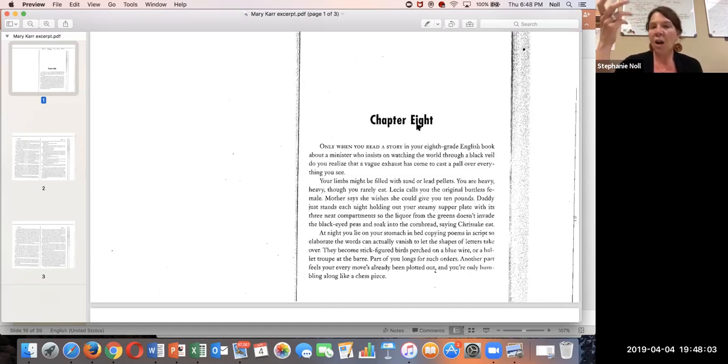So Carr could have very easily said, only when I read a story in my 8th grade English book about a minister who insisted on watching the world through a black veil, did I realize that a vague exhaust had come. So what's the different effect there if we use the first person?